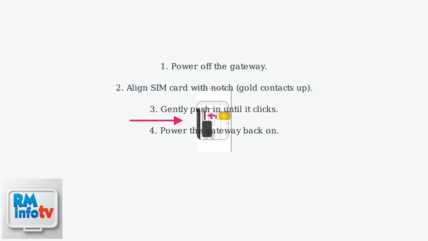To insert, power off the gateway. Align the SIM card with the notch, gold contacts facing up, and gently push it in until it clicks or seats firmly. Power the gateway back on.